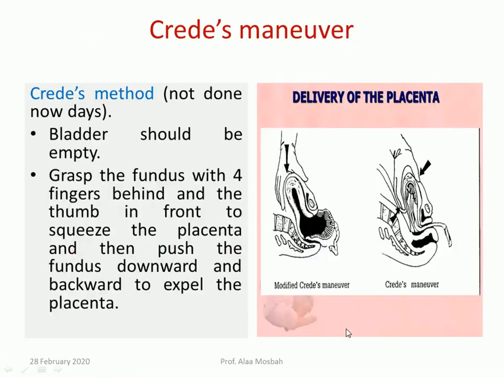Another method for delivery of retained placenta is called the Credé maneuver, which is not done in modern obstetrics nowadays. We first start by emptying the bladder, then grasp the fundus with 4 fingers, as you see in the picture here, behind the fundus of the uterus and the thumb in front. And then we squeeze the placenta and then push the fundus downward and backward to expel the placenta. And here the Credé maneuver and the modified one, and you can see the difference between both.